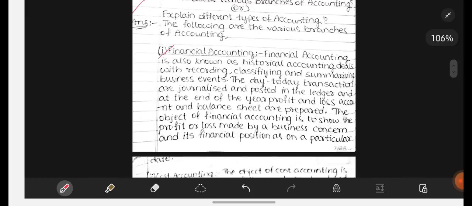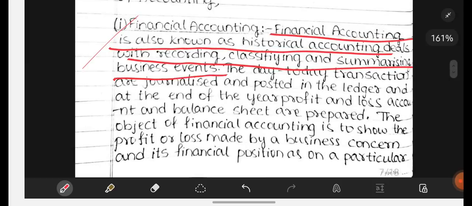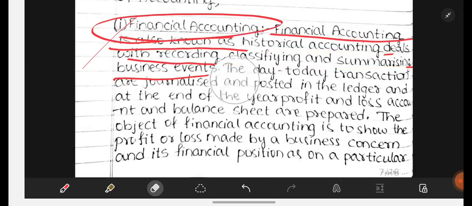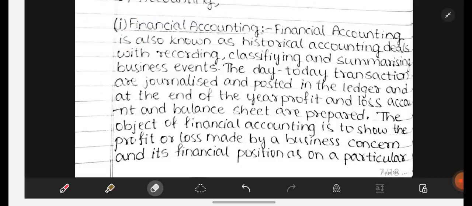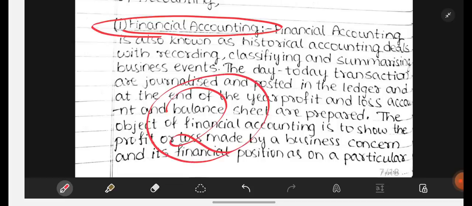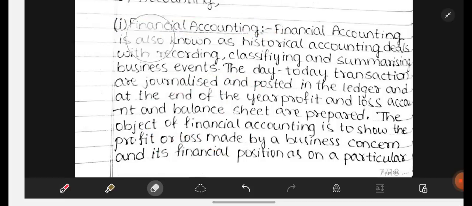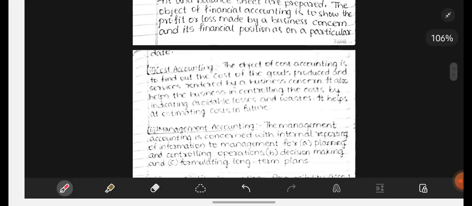Next, let us discuss the branches of accounting. What are the branches? Financial accounting is there. Financial accounting, also known as historical accounting, deals with recording, classifying and summarizing business events. The subject you are having now is financial accounting 1. In semester 2 you will have financial accounting 2. So what is financial accounting? You have to write.